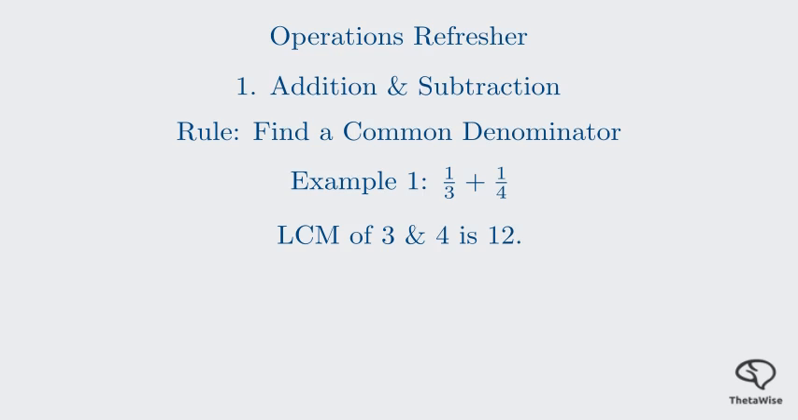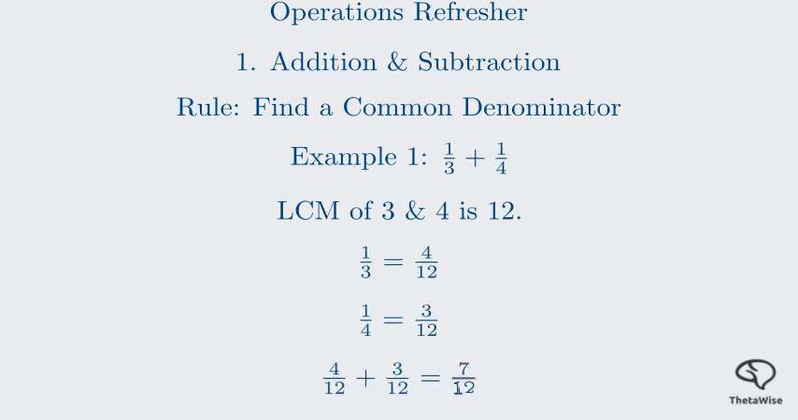We convert 1/4 by multiplying the top and bottom by 3, which gives us 3/12. Now that they have the same denominator, we can add the numerators. 4 plus 3 is 7. The denominator stays the same. So 1/3 plus 1/4 equals 7/12.